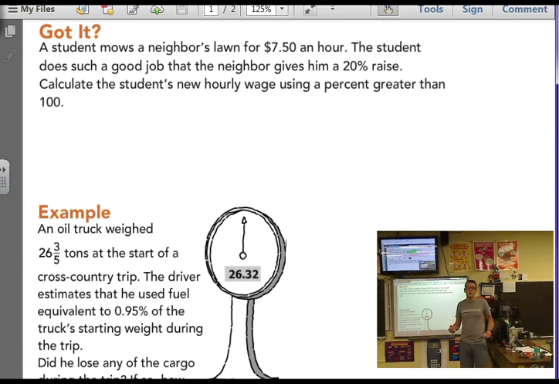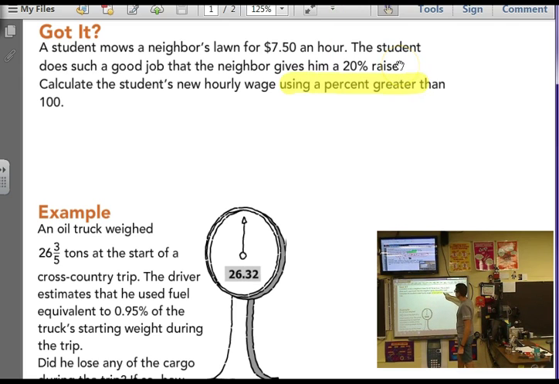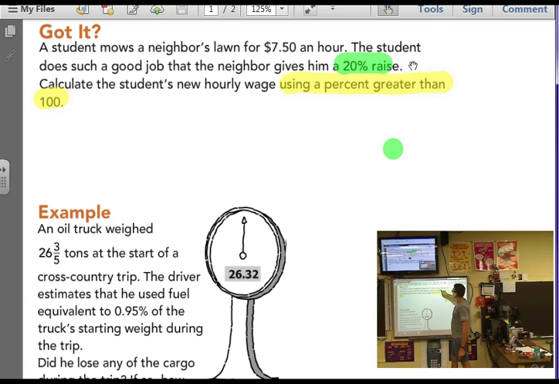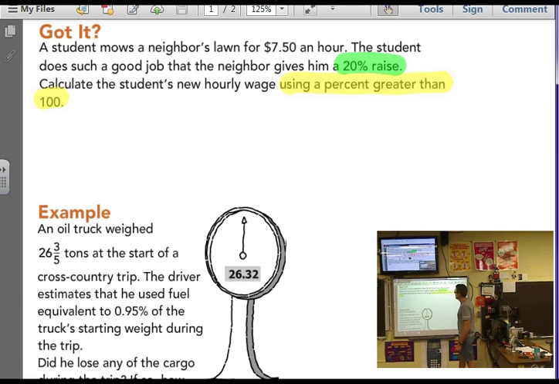All right, so now I want you guys to try the got it on your own. So pause the video, set this up. We want to use a percent greater than 100. So if you need to at first, figure out how we set that up to get our percent greater than 100, knowing that I'm getting a 20% raise off of my price that I used to get paid of $7.50 an hour, which would be a pretty fantastic price if you were only charging that. Pause the video, set this up on your own, come back for the solution.